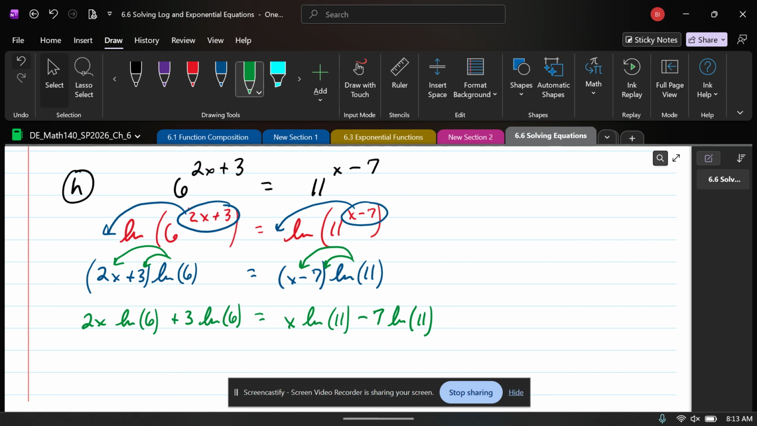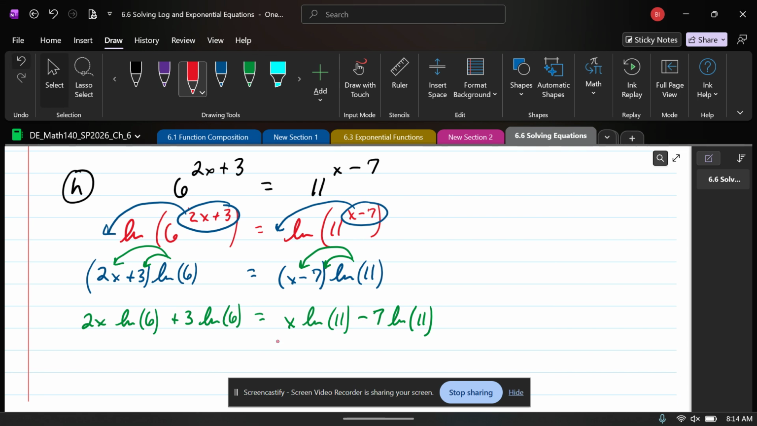everything into individual terms. Now I want to get like terms on each side. x stuff to one side, stuff that doesn't have x to the other side. That's the key to this. So I like to move my x's to the left, just because that's where I usually want them when I'm solving. That's just what I do.